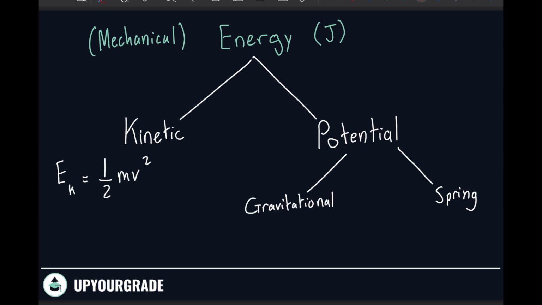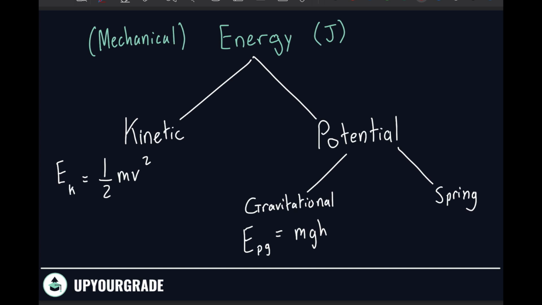So the equation for gravitational potential energy is, I'll call this EPG. You might also see this as U sometimes, but this is equal to mgh, where m is the mass of the object, g is 9.81 meters per second squared, or the downward acceleration due to gravity, and h is the height. So the key here is the height. An object that is moved upward will have an increased gravitational potential energy.